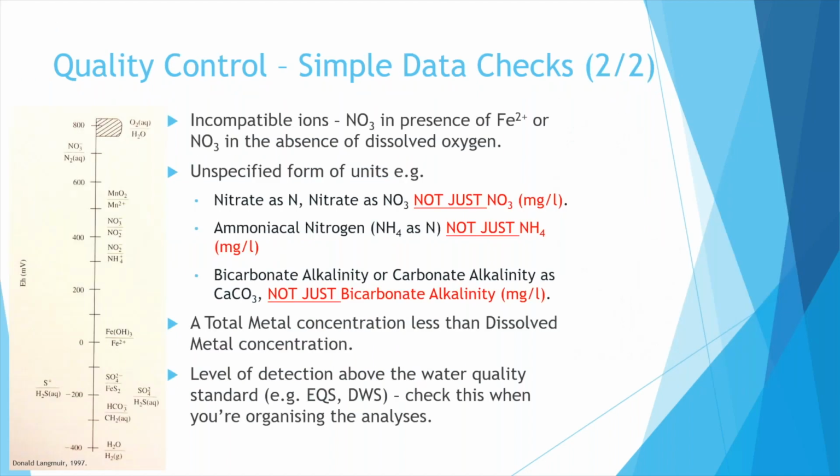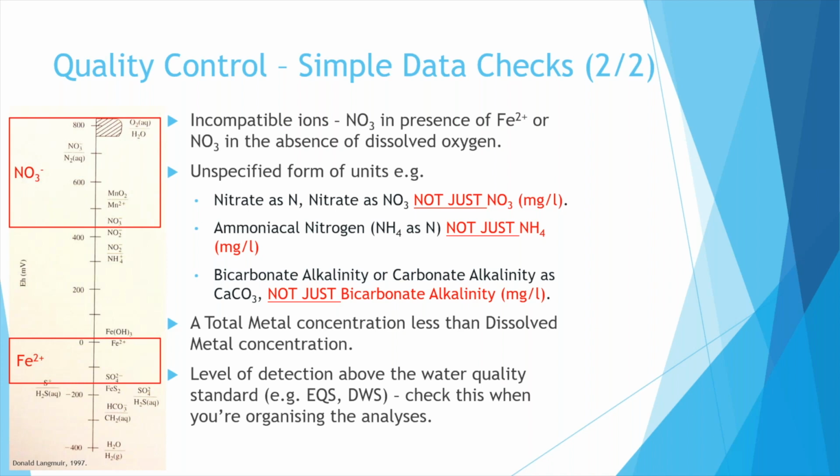Another check to make of specific chemicals is incompatible ions. By this, I mean dissolved parameters that really shouldn't be in the same sample at the same time in the same conditions. For example, nitrate in the presence of dissolved iron 2+. If you have a look over on the redox scale on the left-hand side, you can see that the stability of nitrate is isolated to the area that is oxidizing, so not just above 0 millivolts on this Eh scale, but actually above 400 millivolts.